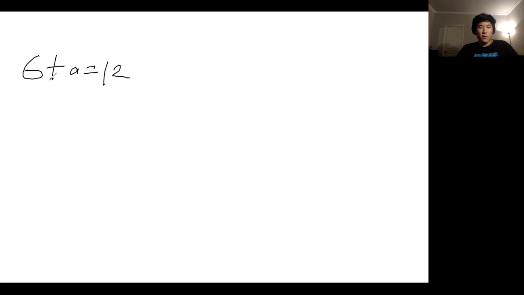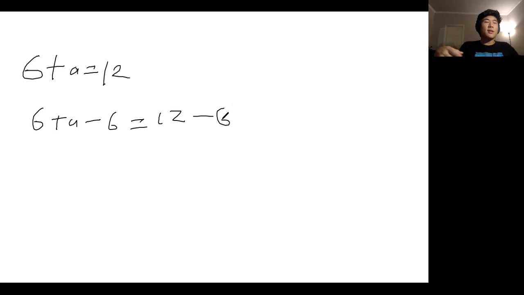So what's the variable here? Our variable is a. How do we get a alone? Well, we can subtract 6 from both sides, right? 6 + a - 6 = 12 - 6. Remember, subtract from both sides so that the equation is still equivalent. So the 6's cancel out, and we're just left with a = 12 - 6. And what is 12 - 6? 12 - 6 is 6.